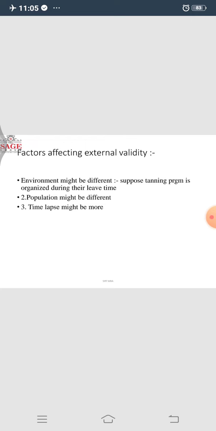So till now we have understood what experimental research design is, what the different symbols are, and how the cause and effect relationship is established. What do we mean by internal validity and external validity? What are the factors that actually impact internal and external validity? So that's all for this session. We'll continue in our next session.